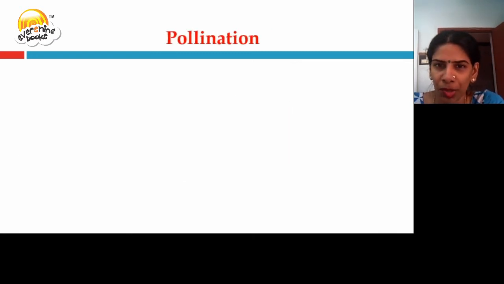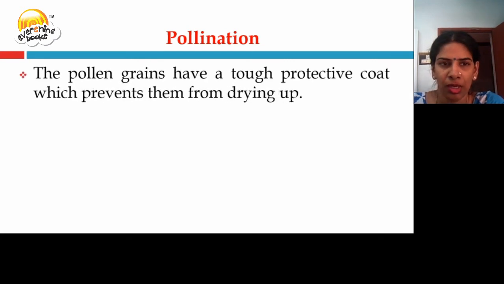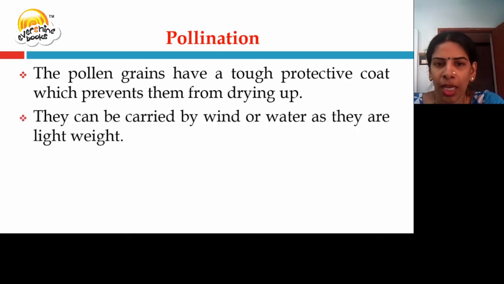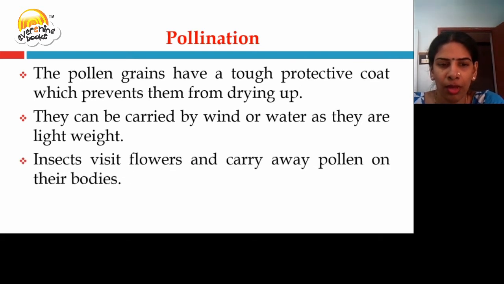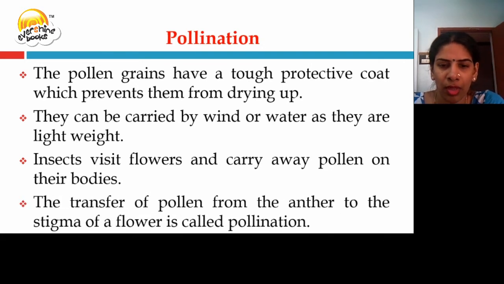Then pollination takes place. What is the meaning of pollination? The pollen grains have a tough protective coat which prevents them from drying up. They can be carried by wind or water because they are lightweight. Insects visit the flowers and carry away the pollen on their bodies. The transfer of pollen from the anther to the stigma of a flower, that is, transferring pollen onto a stigma, we'll call pollination.